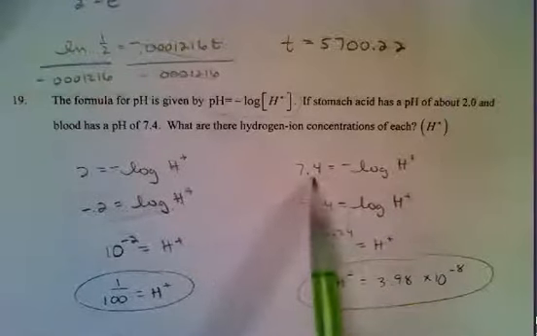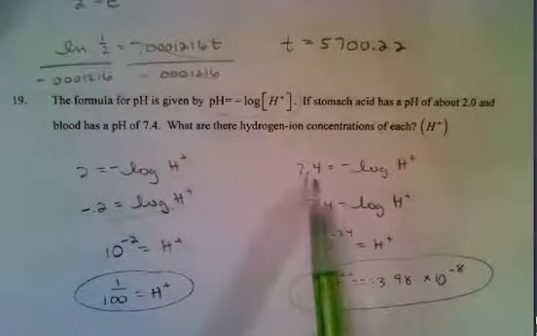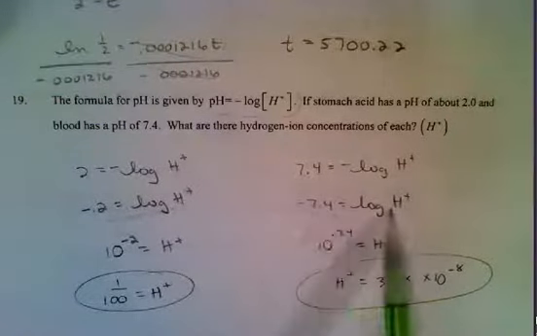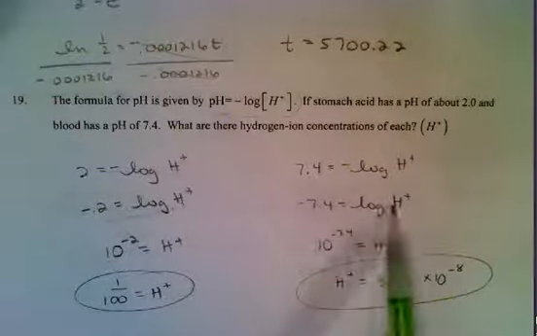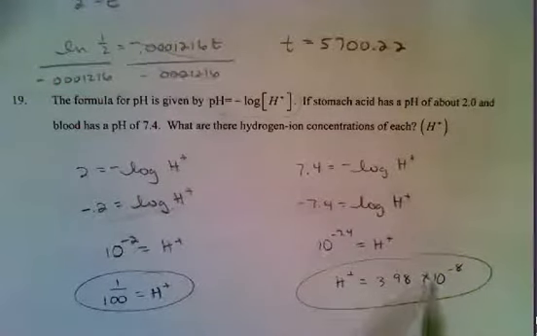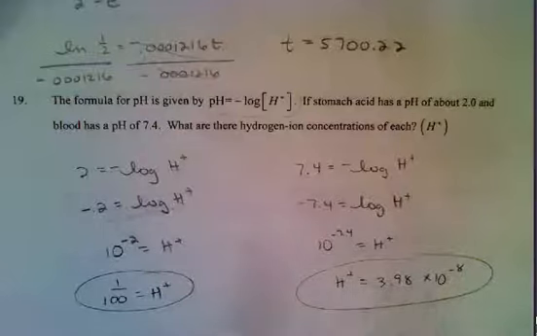Did the same thing over here. For blood. Blood has a pH of 7.4. So I divided by -1. 10 raised to the -7.4 has to equal H. So when I put that on my calculator, 10 raised to the -7.4, I got 3.98 times 10 to the -8th power. So that's all that was looking for.